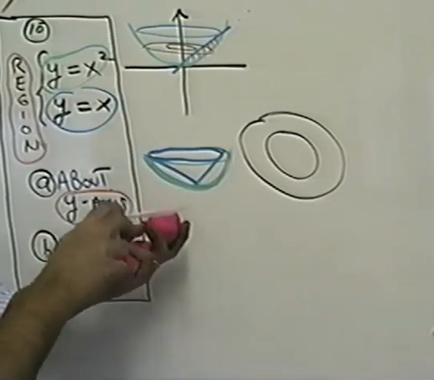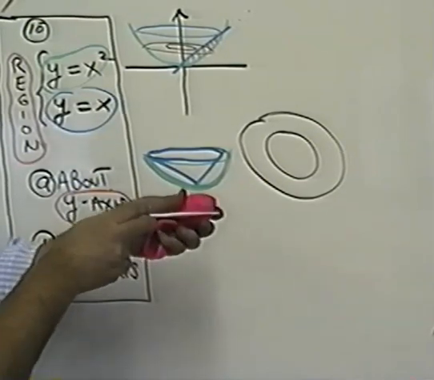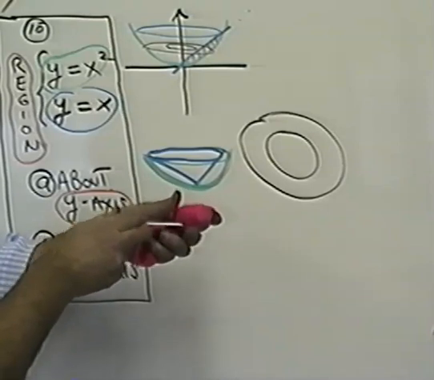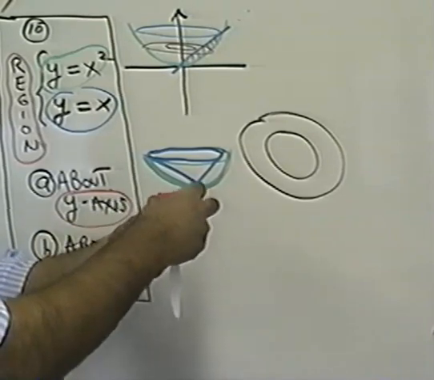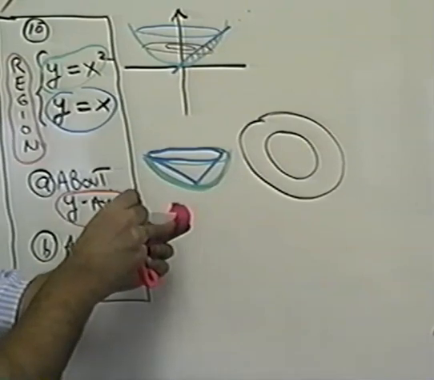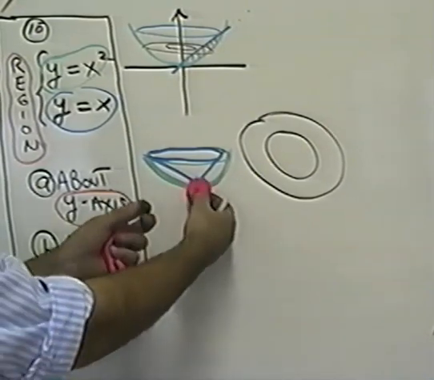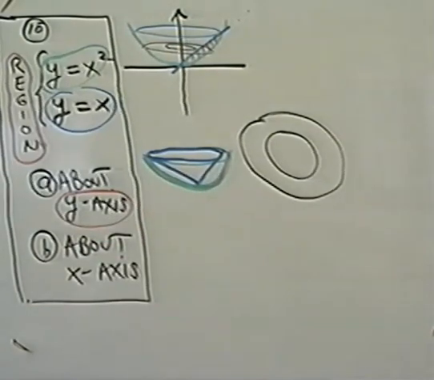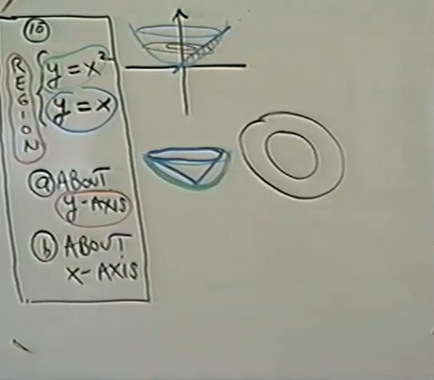Now you'll notice if I cut down at the bottom, perpendicular to the y-axis, we get a circle with a very small hole in the bottom, almost like just a pinhole in the bottom, okay? Right down here. All right. So now we're ready to find this area.